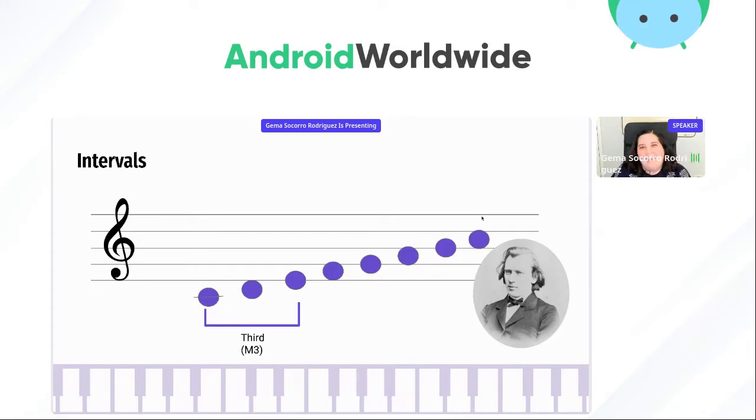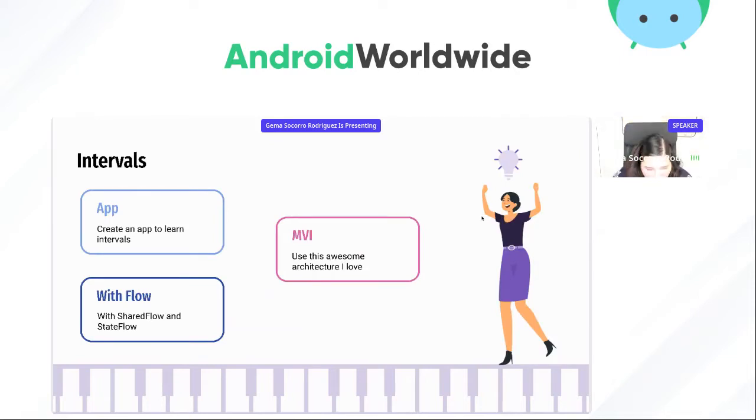But the problem is I have little time to study. I have a very bad memory because all my brain is trying to keep updated on all the new Android libraries and things. So I found myself with this problem. How can I learn this new thing? And what does an Android developer do when they have a problem? Well, create an app, obviously.